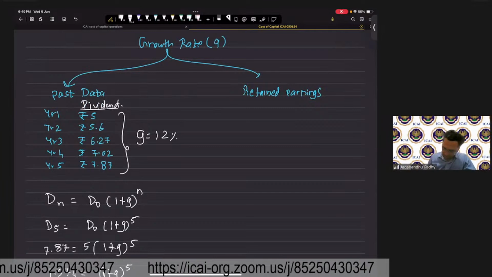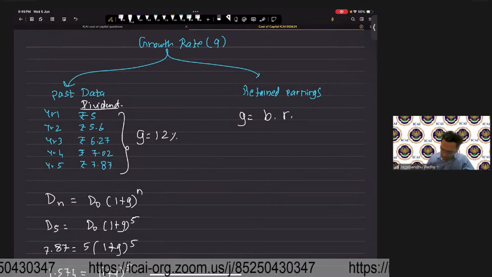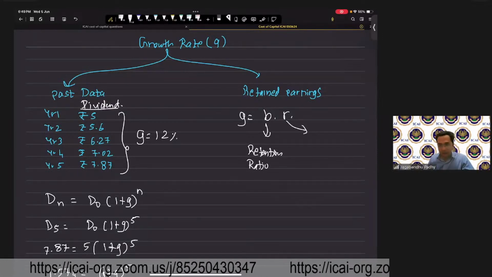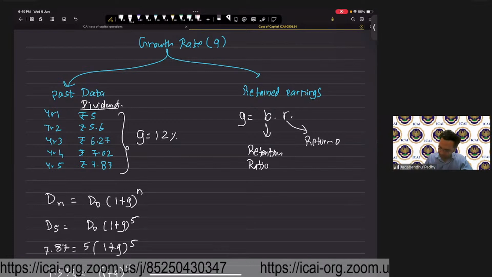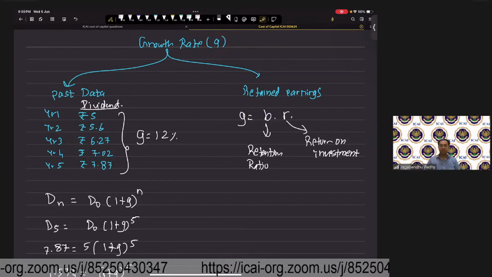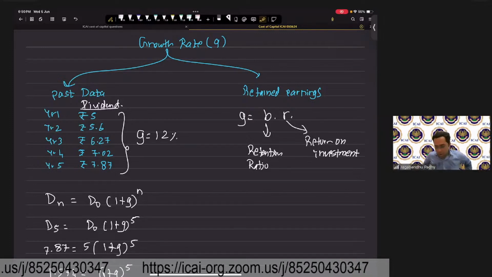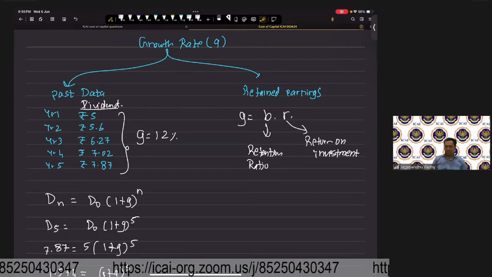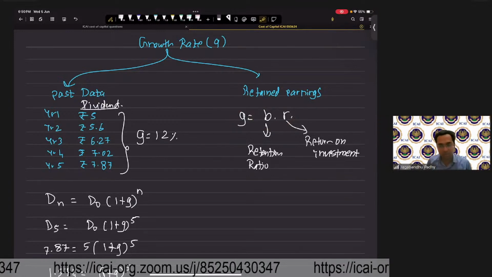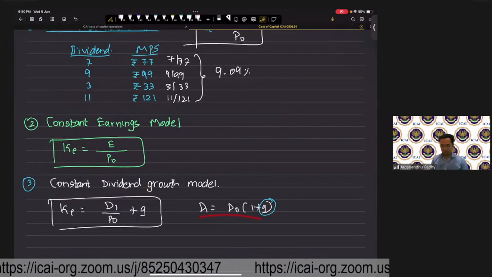Another way to compute the growth rate is to look at retained earnings. Using retained earnings, you can get the growth rate as b into r, where b is the retention ratio and r is the return on investment. Now see, the company can provide you growth in its dividend only and only if it is retaining your money. Whatever money is retained, the company is going to invest it at some rate, and that is going to provide the growth in the dividend to the shareholder. Okay, so that's the third model, which is constant dividend growth.